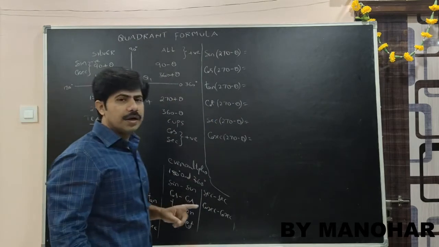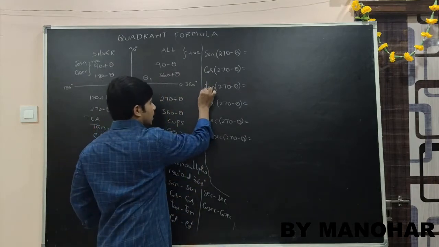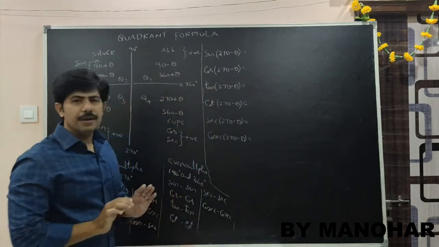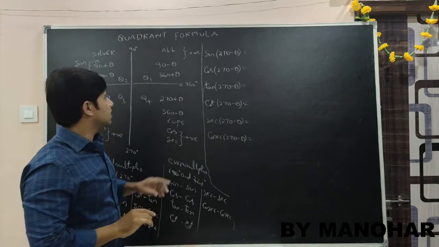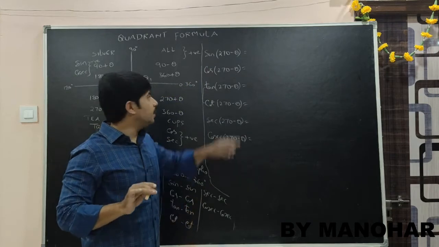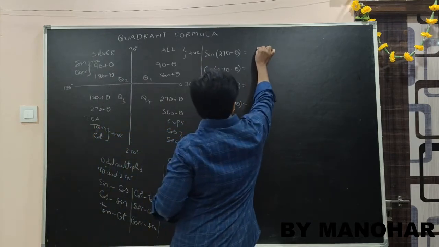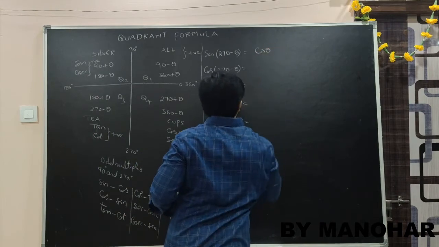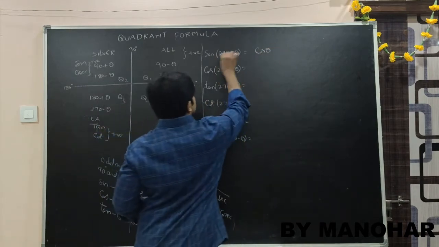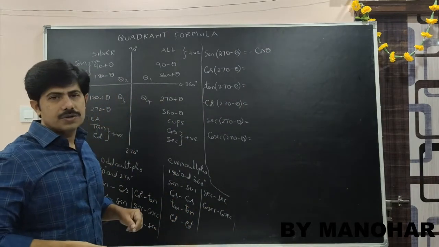In the third quadrant, only tan and cot are positive. Remaining are negative. But 270 is an odd multiple, so whenever we get odd multiples, the trigonometric ratios will change. That means sine changes to cos. But in the third quadrant, sine is negative, only tan and cot are positive. So we get minus cos theta.